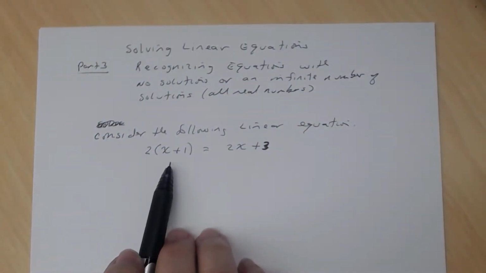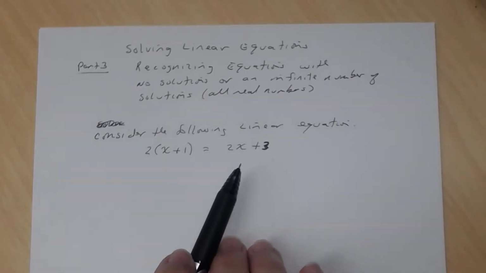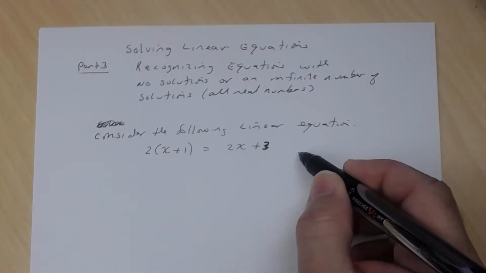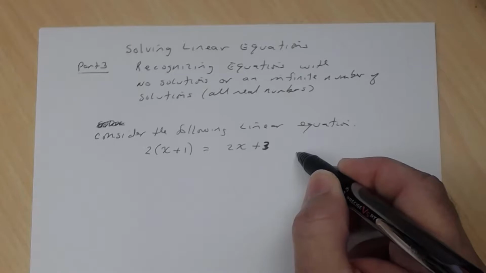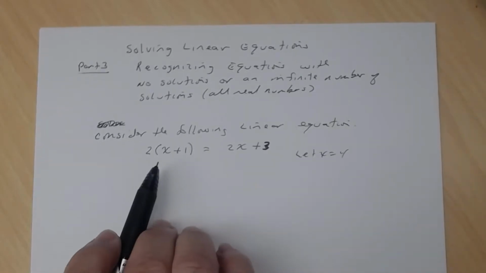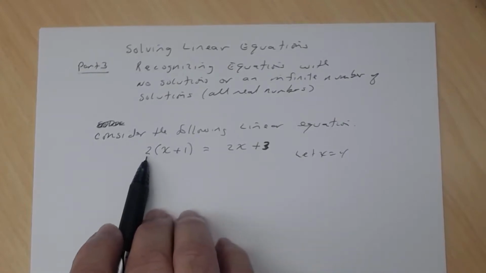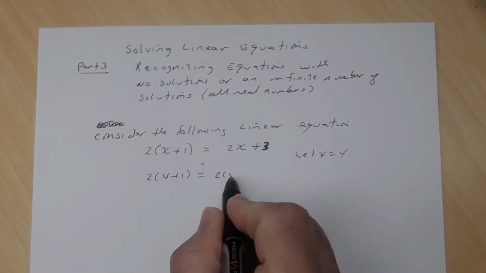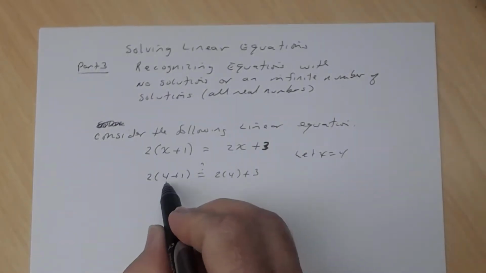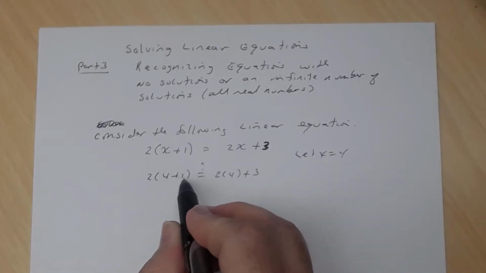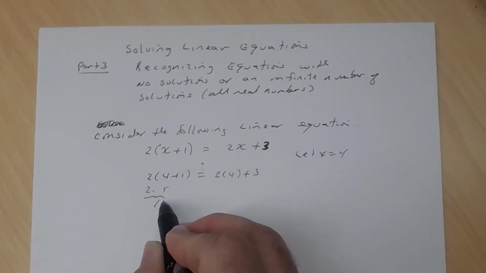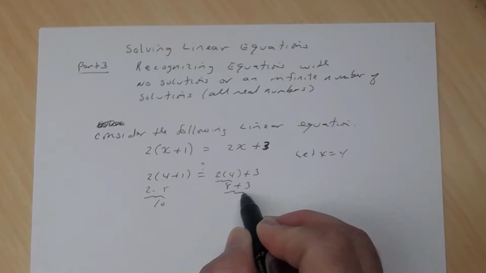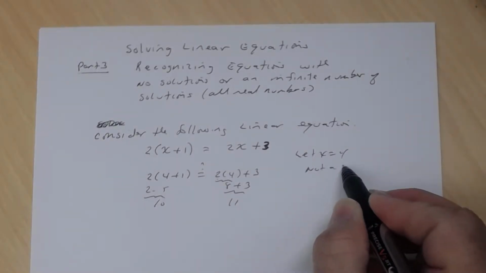So we have 2 times x plus 1 is equal to 2x plus 3. Now what I want to do here is just to show you that if we substitute, let's say, the value 4 for x, and I plug that back into the equation, I get 2 times 4 plus 1, and I want to see if that's going to equal 2 times 4 plus 3. Using the order of operations on this side, 4 plus 1 is 5, and then 2 times 5 is 10. And over here, 2 times 4 is 8, 8 plus 3 is 11. So 4 is not a solution.